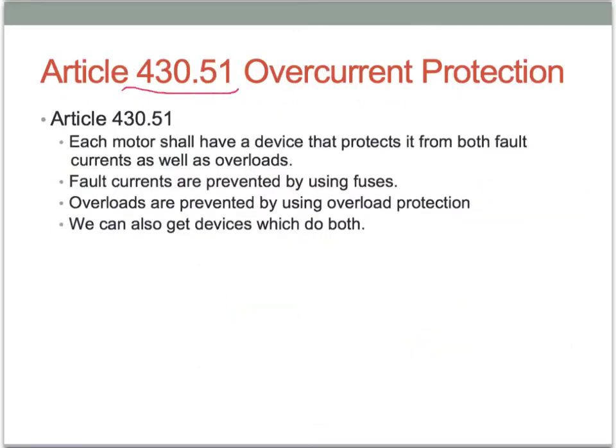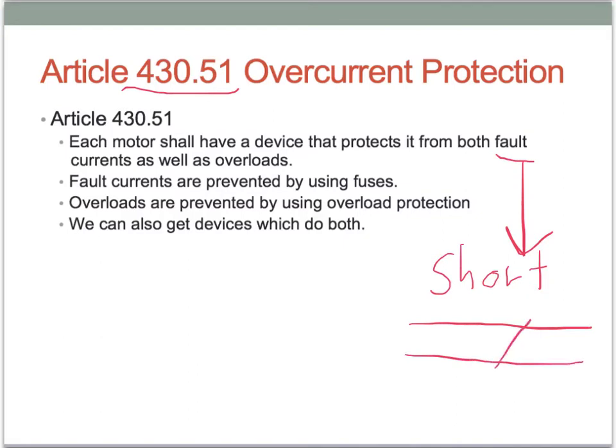Article 430.51 talks about overcurrent protection, and what it tells us is that each motor shall have a device that protects it from fault currents. Remember, fault currents are short circuits, where the path the electrons are supposed to flow in somehow came in contact with each other. The electrons are making that shortcut, and if we're using a fuse, our element is going to burn, so we won't have continuity any longer in the center of that fuse, and that will turn off that motor circuit.